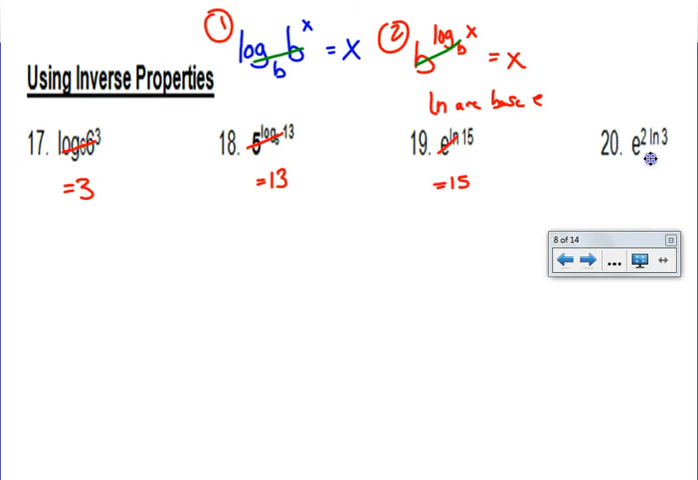A little strange here on number 20, there's a 2 in front. You don't know this yet, we're about to learn it actually, but when you have a number in front of a logarithm, it actually can go back up into the exponent. So this is really e to the natural log of, instead of 3 squared, I'm going to write that as 9. And then again, we can see that e and natural log cancel. So your answer here is going to be a 9.